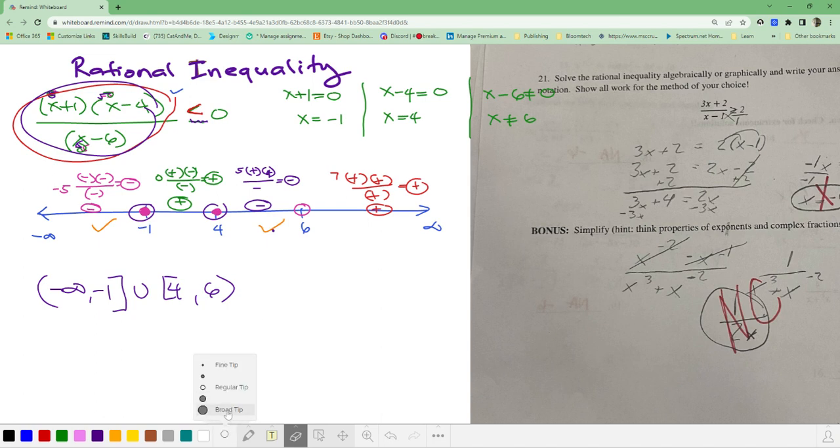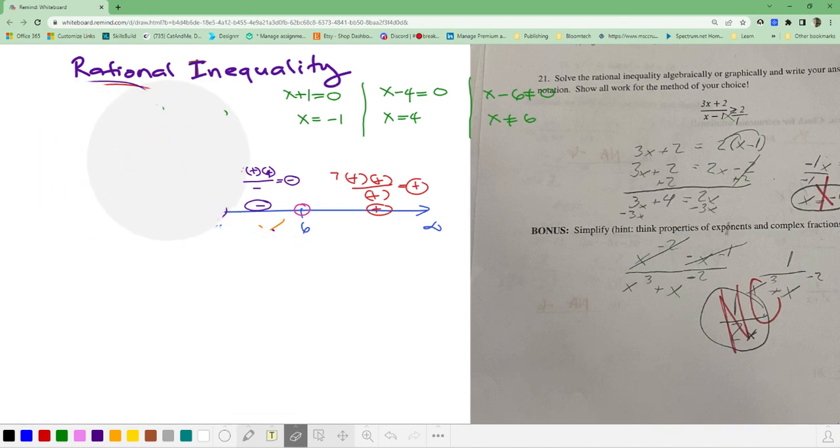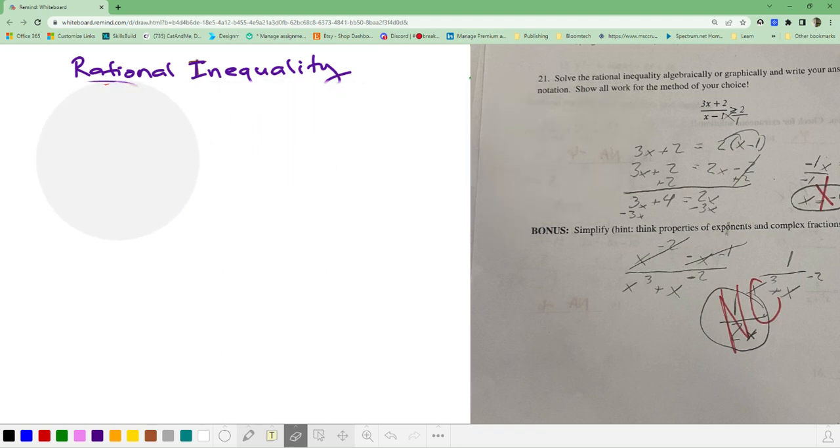Now let's try the actual problem that you have. So you can try that if you want. You can try it first before you look at my solution, or vice versa.